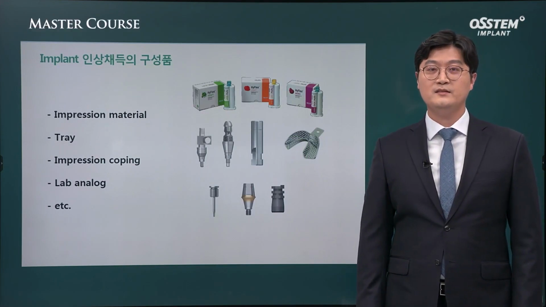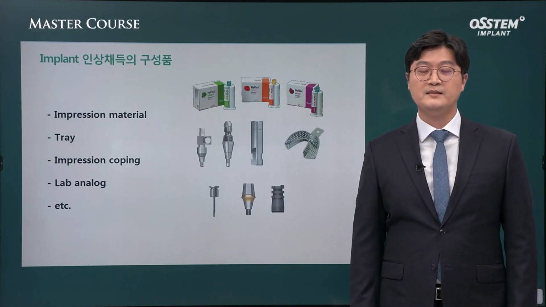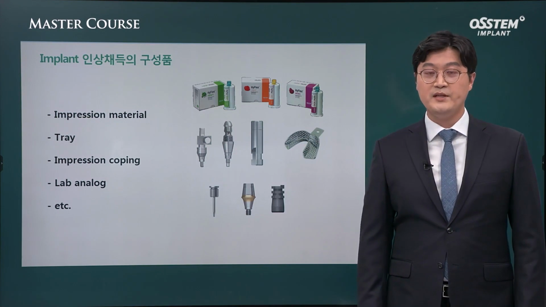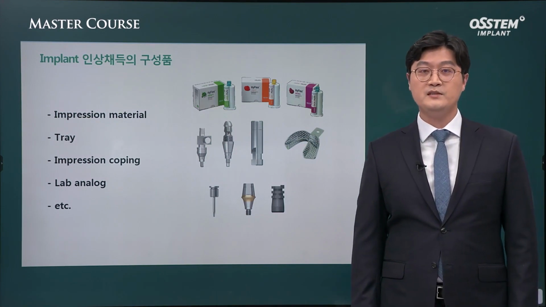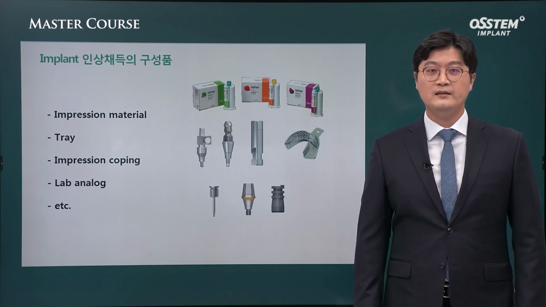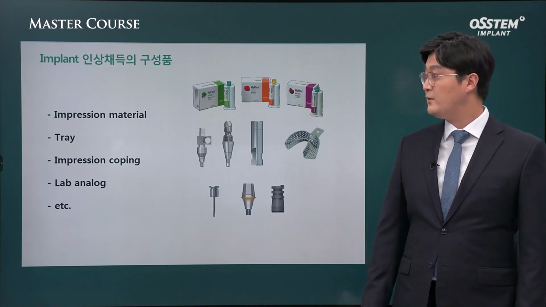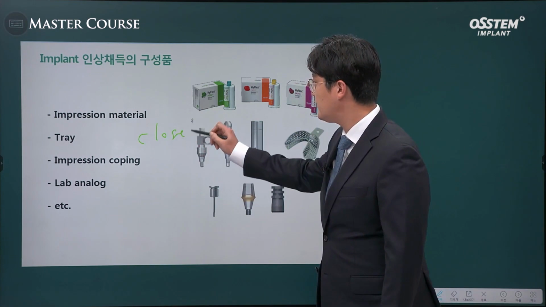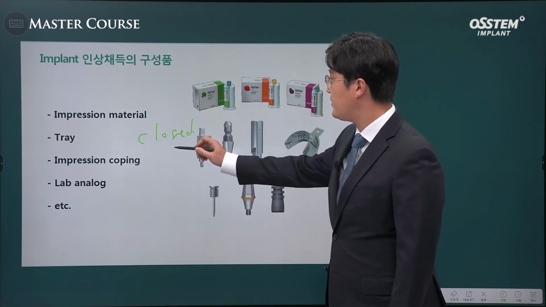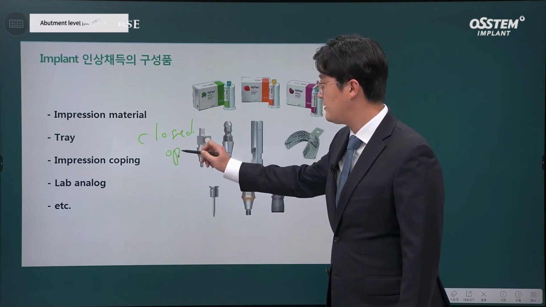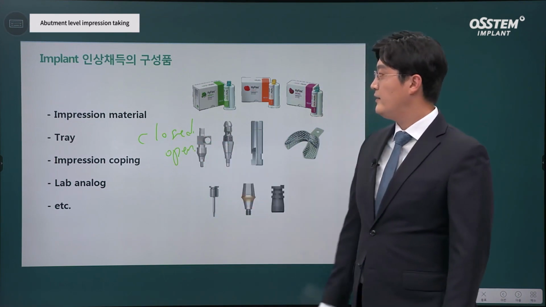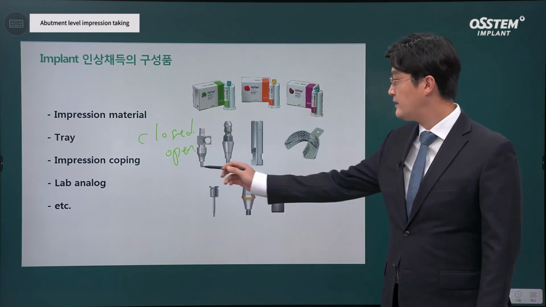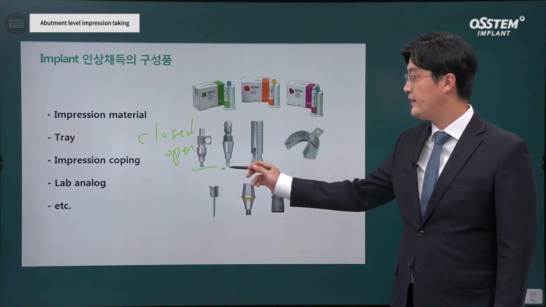There are many things necessary for implant impression taking. First, impression materials. Polyvinyl siloxane is usually used today. Tray. A closed tray, as I said before, for the transfer type, and an open tray for pickup impression taking. Impression copings, pickup type, transfer type.